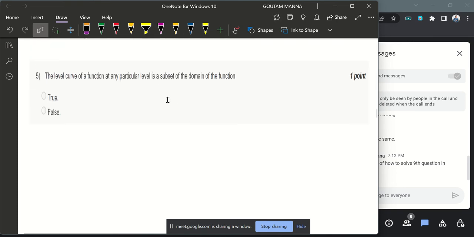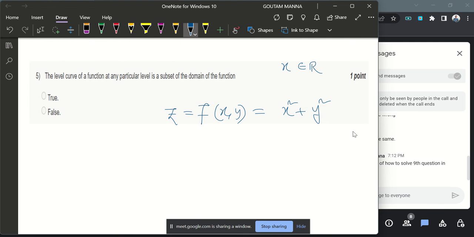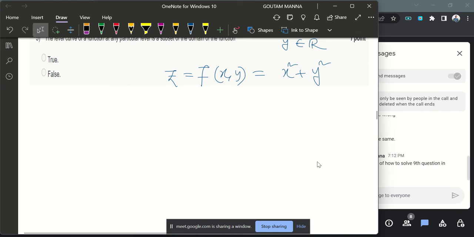Okay, so problem 5: the level curve of a function at any particular level is a subset of the domain of the function. Let's take an example. Let's say the function f(x, y) is x square plus y square. Let's call it z. Here x belongs to the set of real numbers and y also belongs to the set of real numbers. So basically the domain is (x, y), which belongs to R2. The whole R2 is your domain.